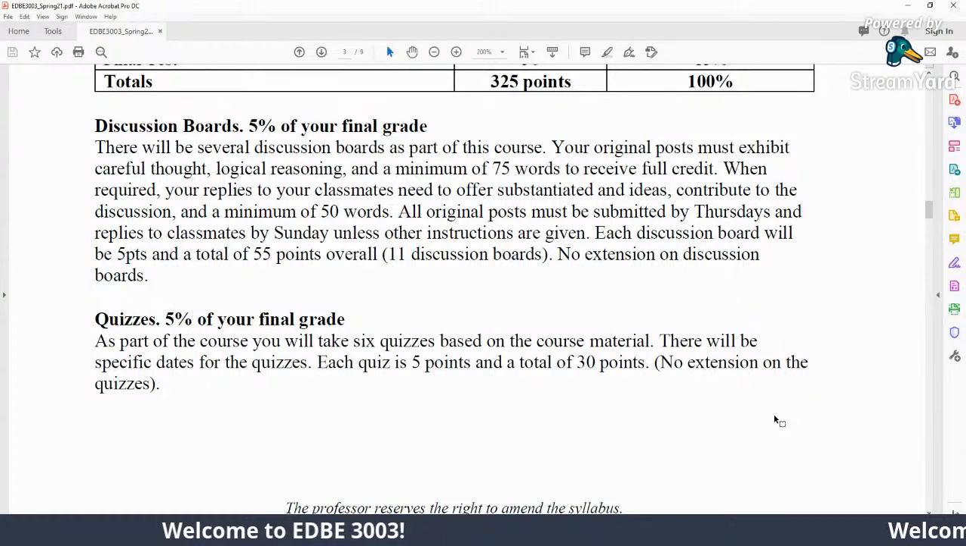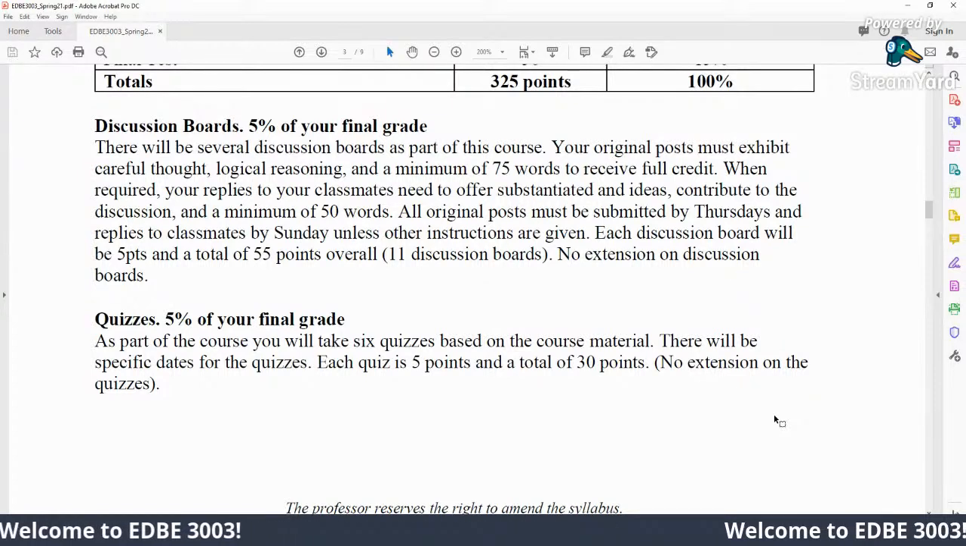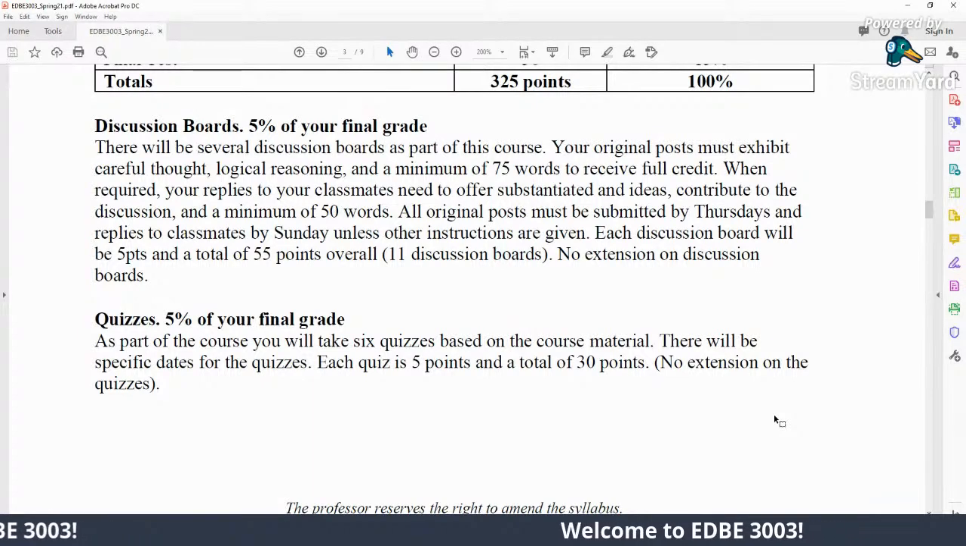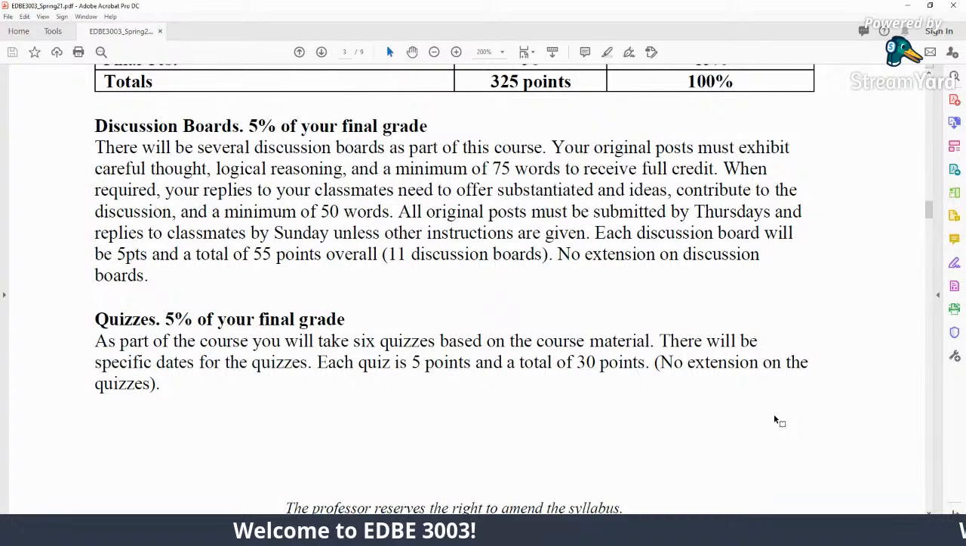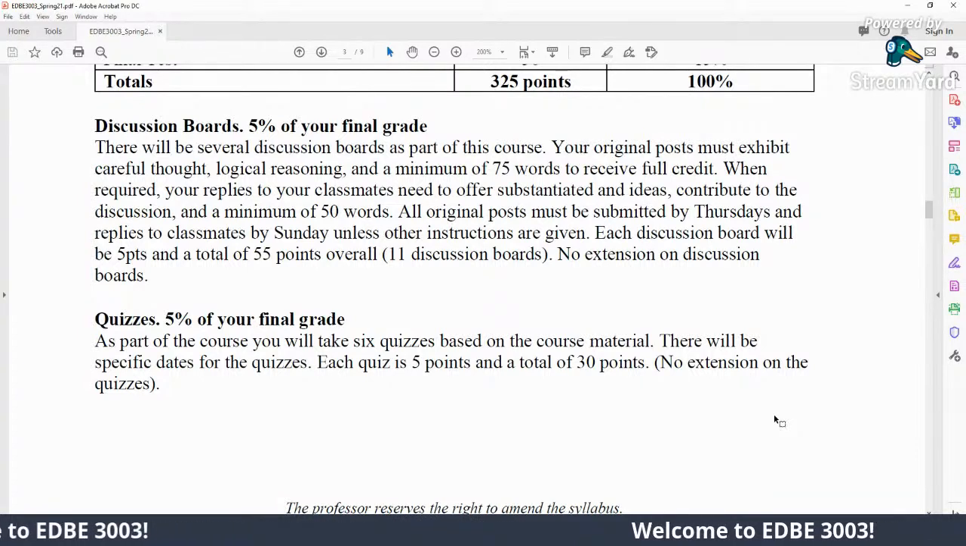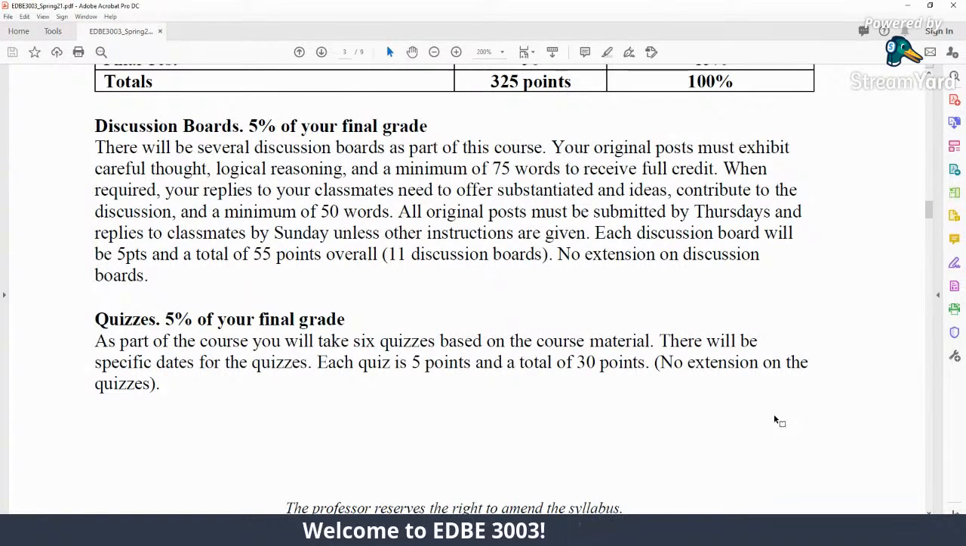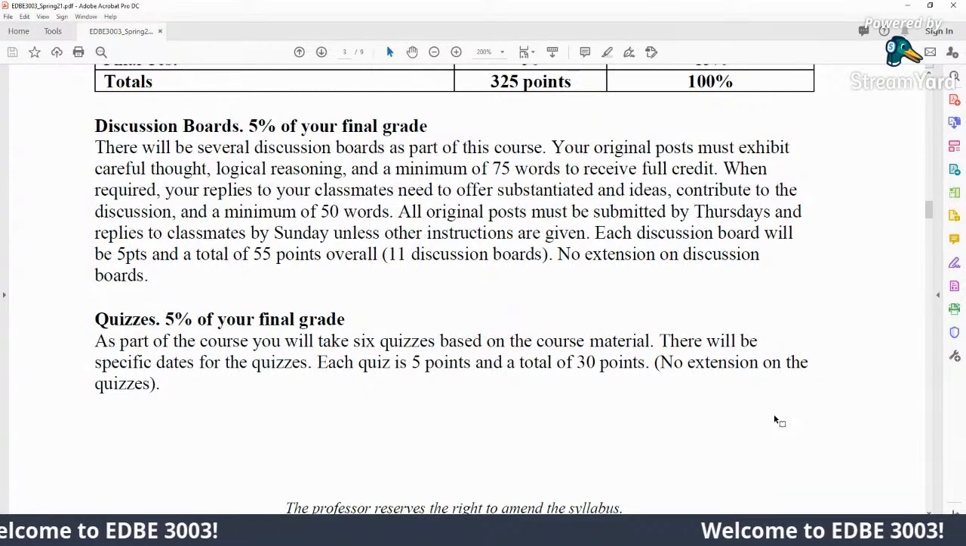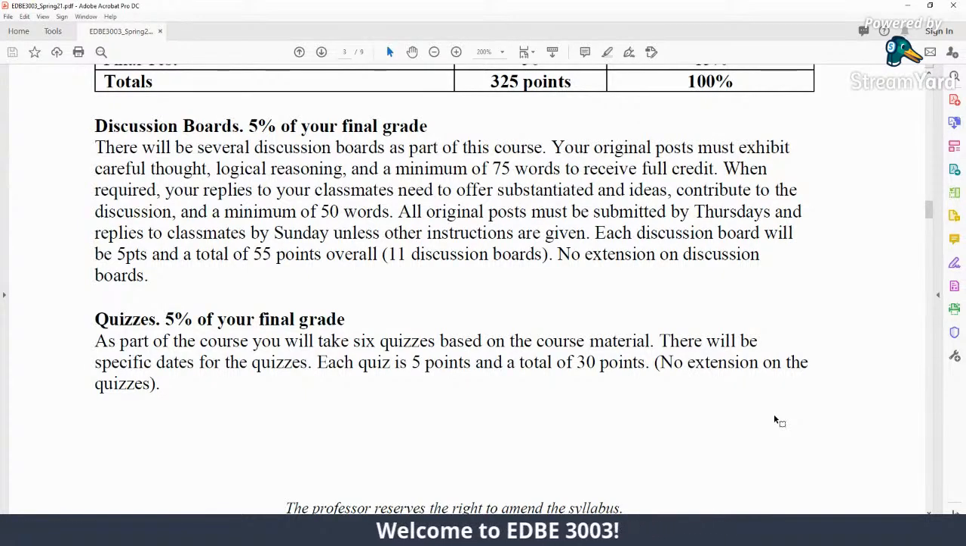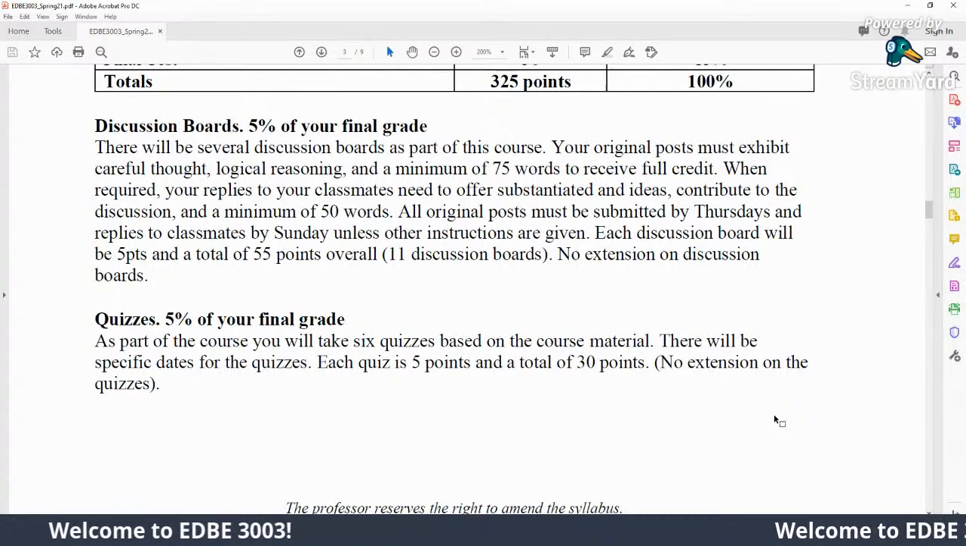When required, your replies to your classmates need to offer substantiated ideas. Contribute to the discussion at a minimum of 50 words. All original posts must be submitted by Thursdays and replies to classmates by Sunday, unless other instructions are given. Each discussion board will be 5 points and a total of 55 points overall, 11 discussion boards. No extensions on discussion boards.